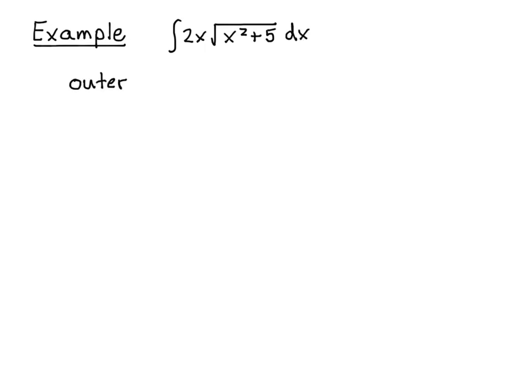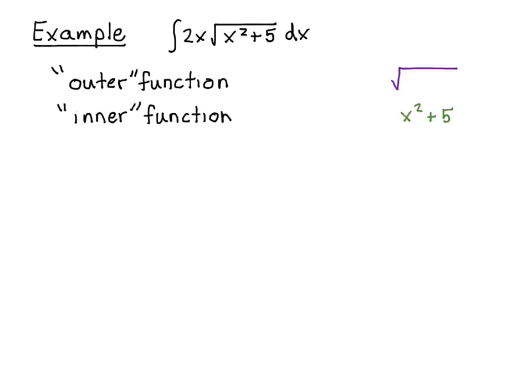Okay, so let's say I want to integrate this function, 2x times the square root of x squared plus 5. There's no way that we can directly do that. So what we do is we notice we have an outer function, and that'll be the square root function. Inside that square root, I'll call it the inner function, is x squared plus 5. And now to see if this whole thing will work, we'll find the differential of the inner function.